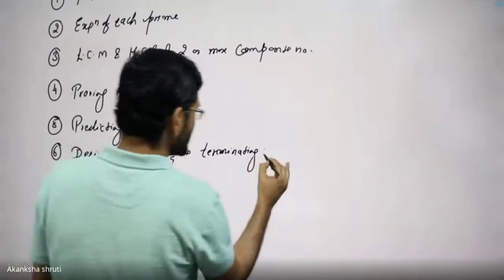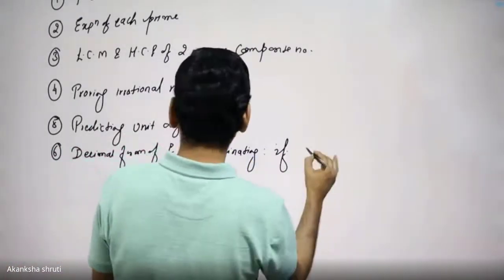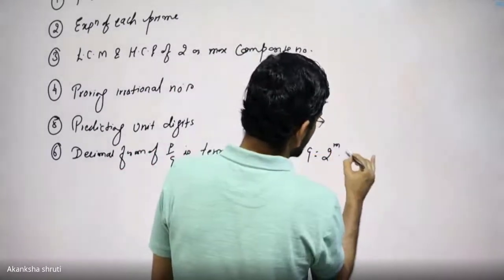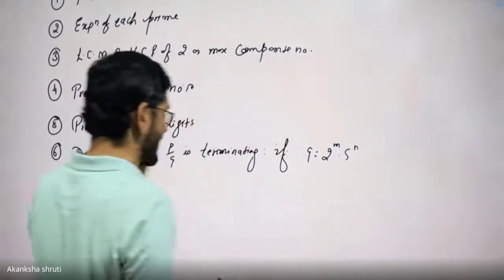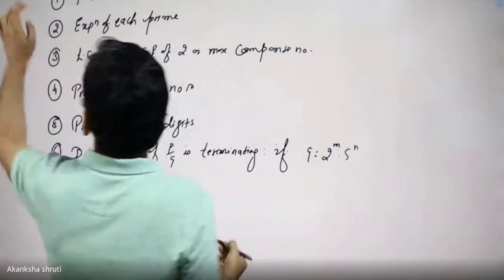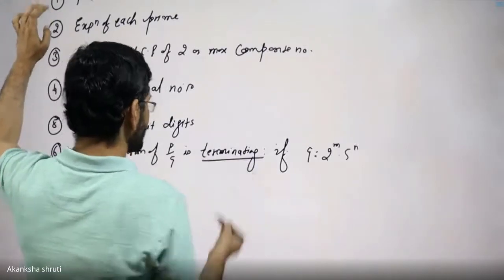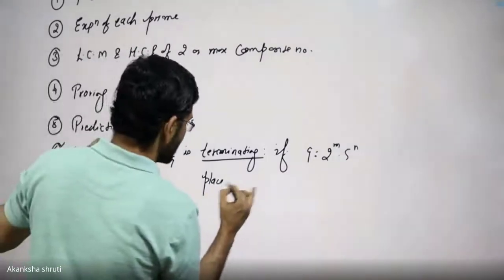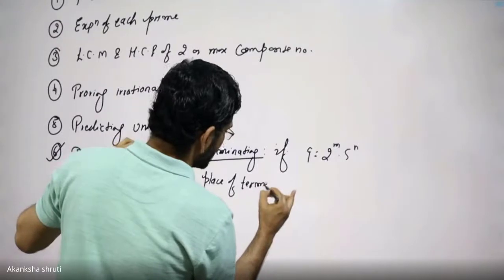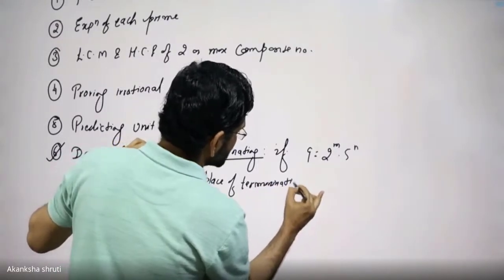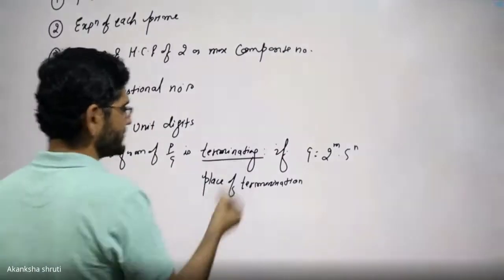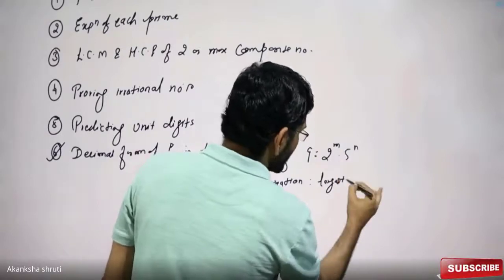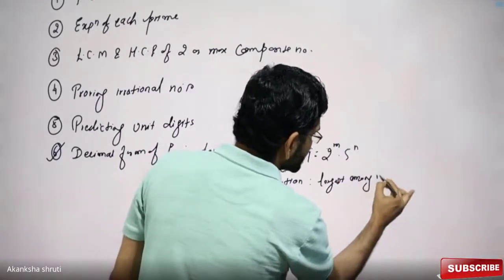This will be terminating if and only if this Q is in the form of 2 to the power m into 5 to the power n. It means the denominator shall have only the factors 2 and 5. So one thing is terminating. Another is the place of termination also. For saying the place of termination, it is the larger of M or N.